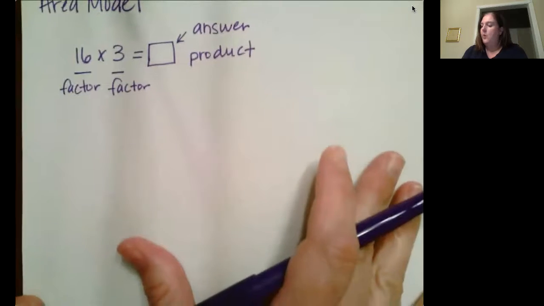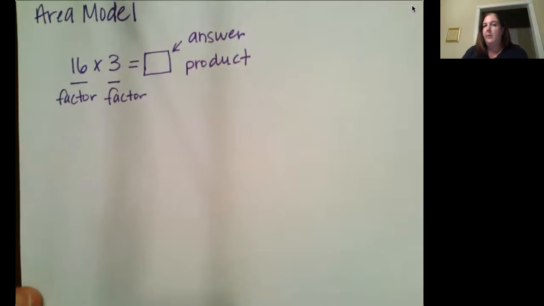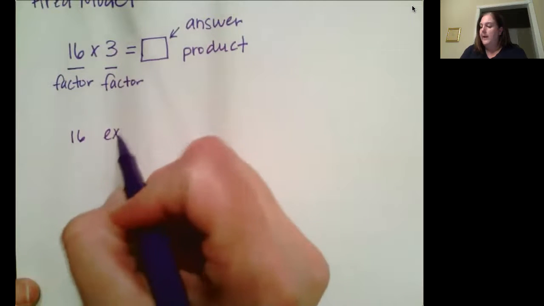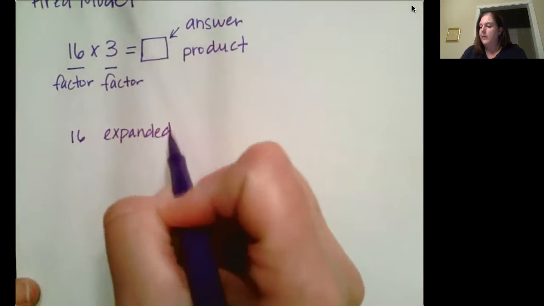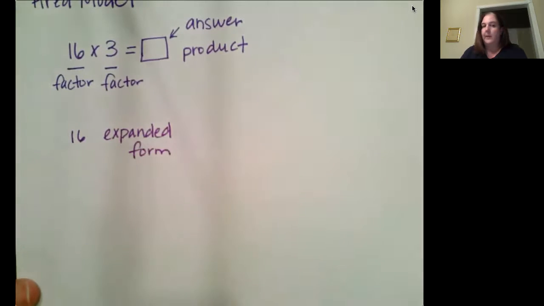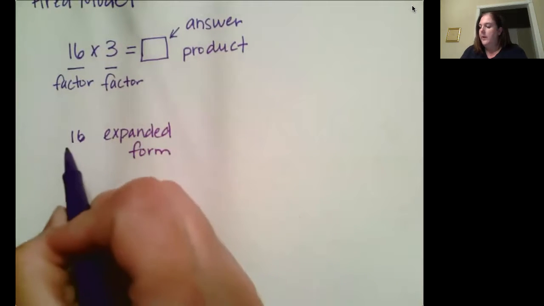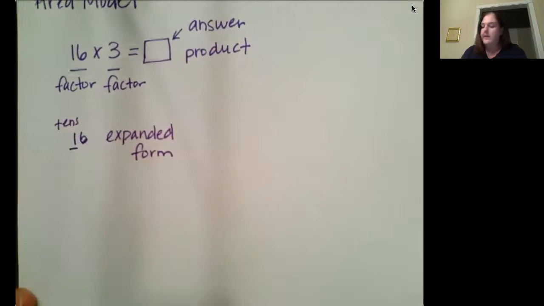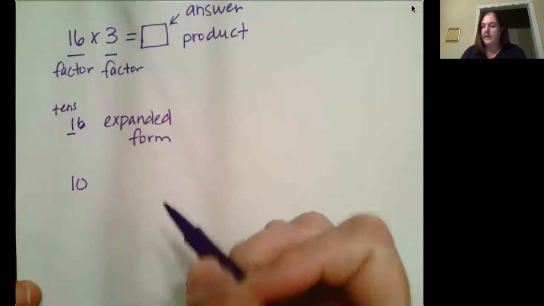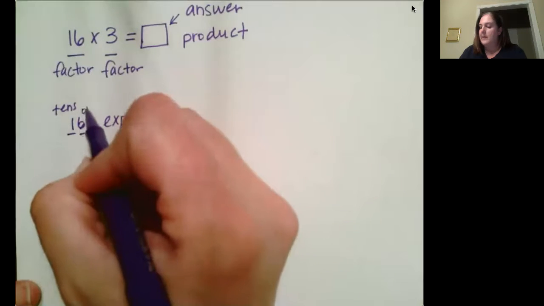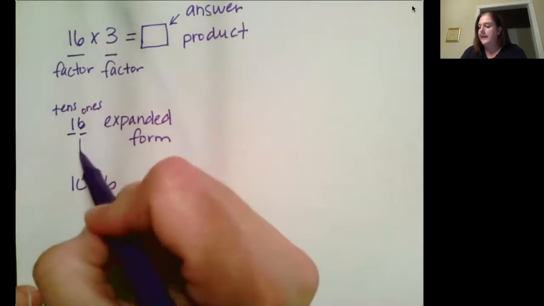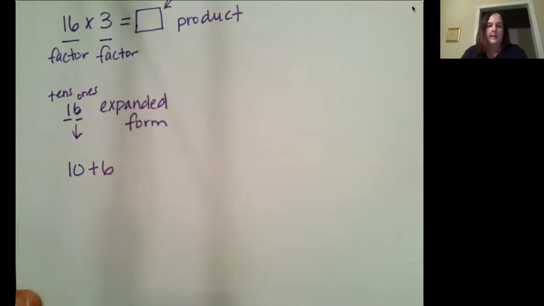Now, when we talk about the area model, it's important that we remember the expanded form, which we covered earlier in the year. When I want to write the number 16 in expanded form, I'm looking at the place value. The 1 is in the tens place, so that would be just 10. The 6 is in the ones place, so that would be just 6. So 16 in expanded form is 10 plus 6.